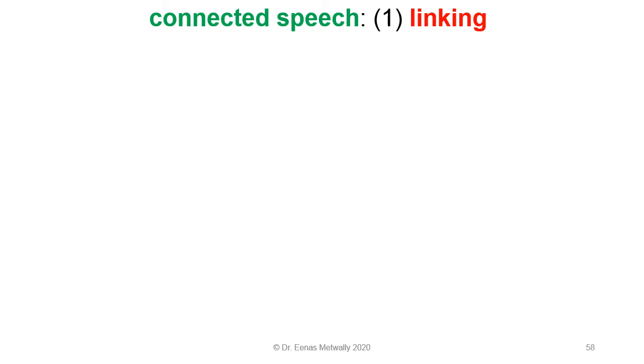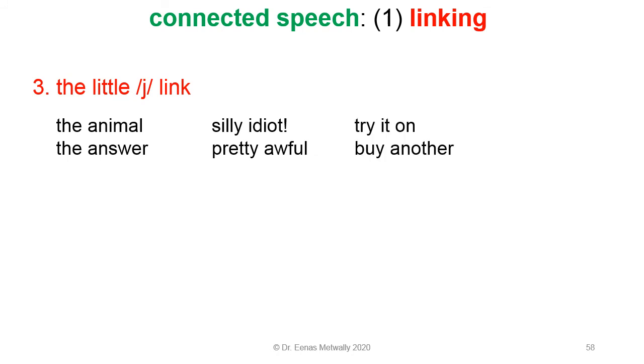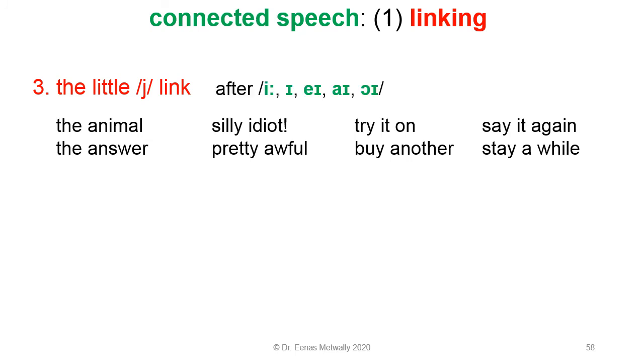The third type of link is the little y link. It comes when we have a word that ends with an e, a, I, or oi, followed by another vowel. We say the animal, the answer. We add a little y to link the two words. Silly idiot, pretty awful, try it on, buy another, say it again, stay a while. This is where the first word ends with e, a, I, oi, and the following word starts with a vowel sound. There is also the little w link.